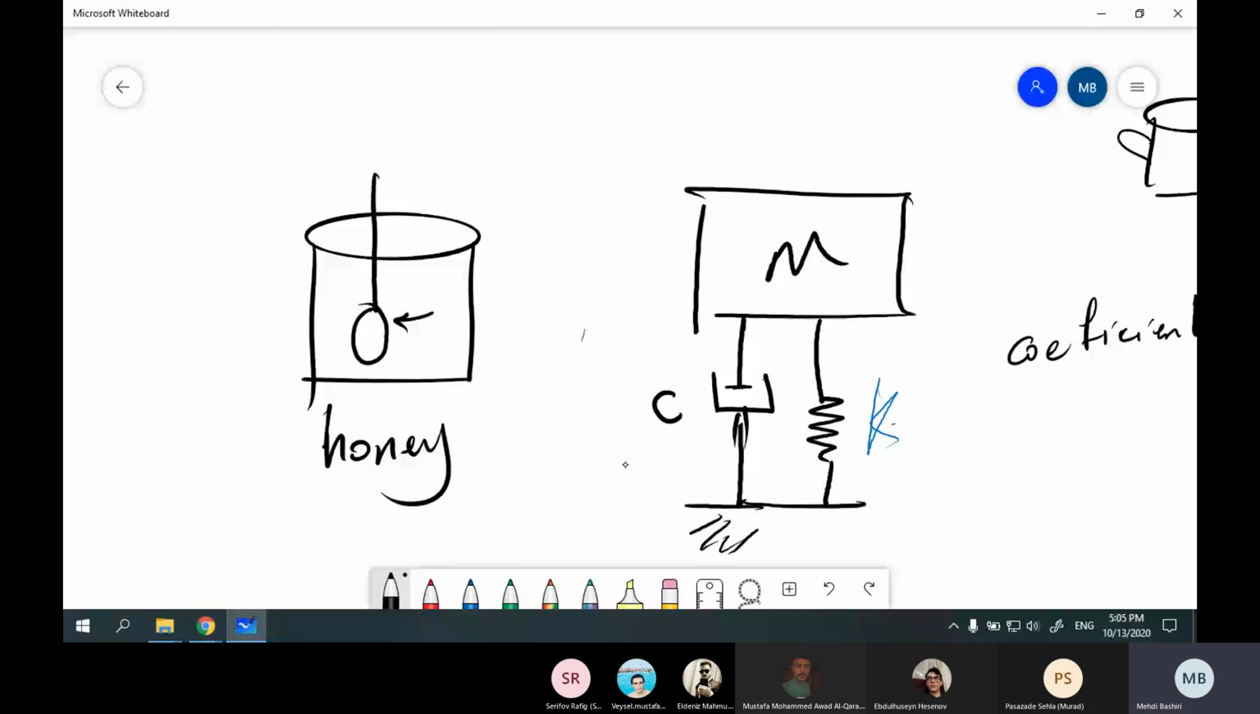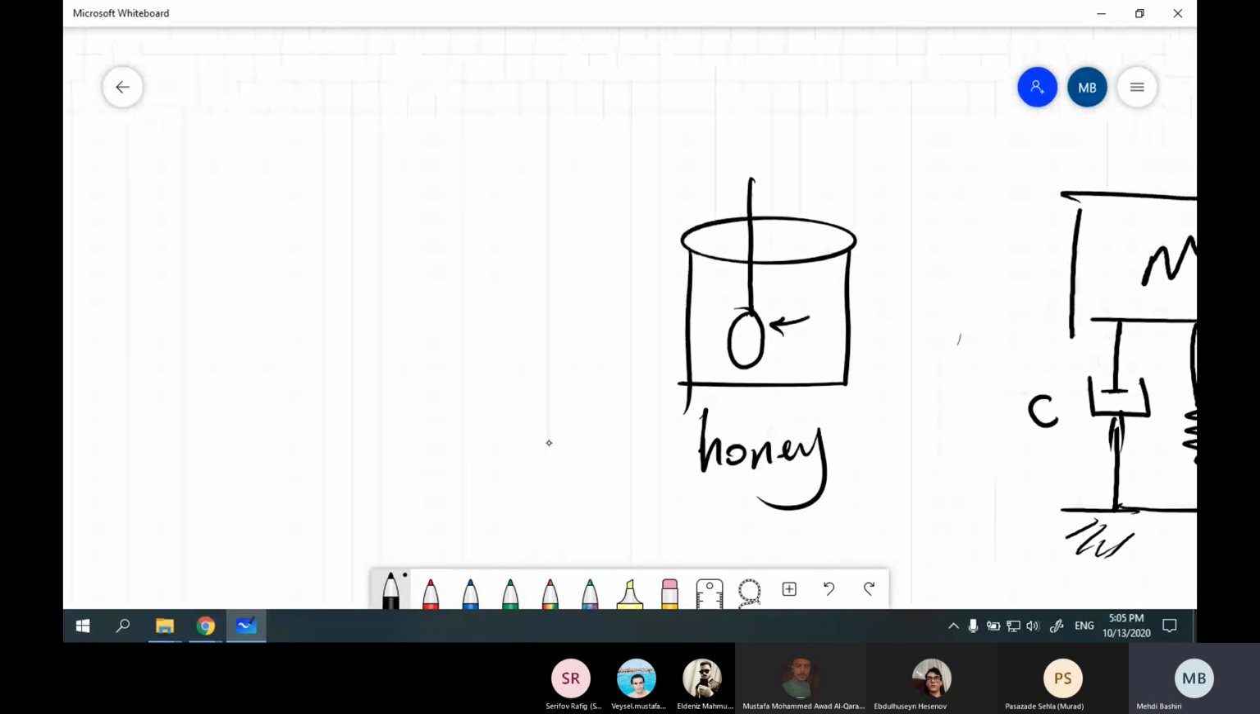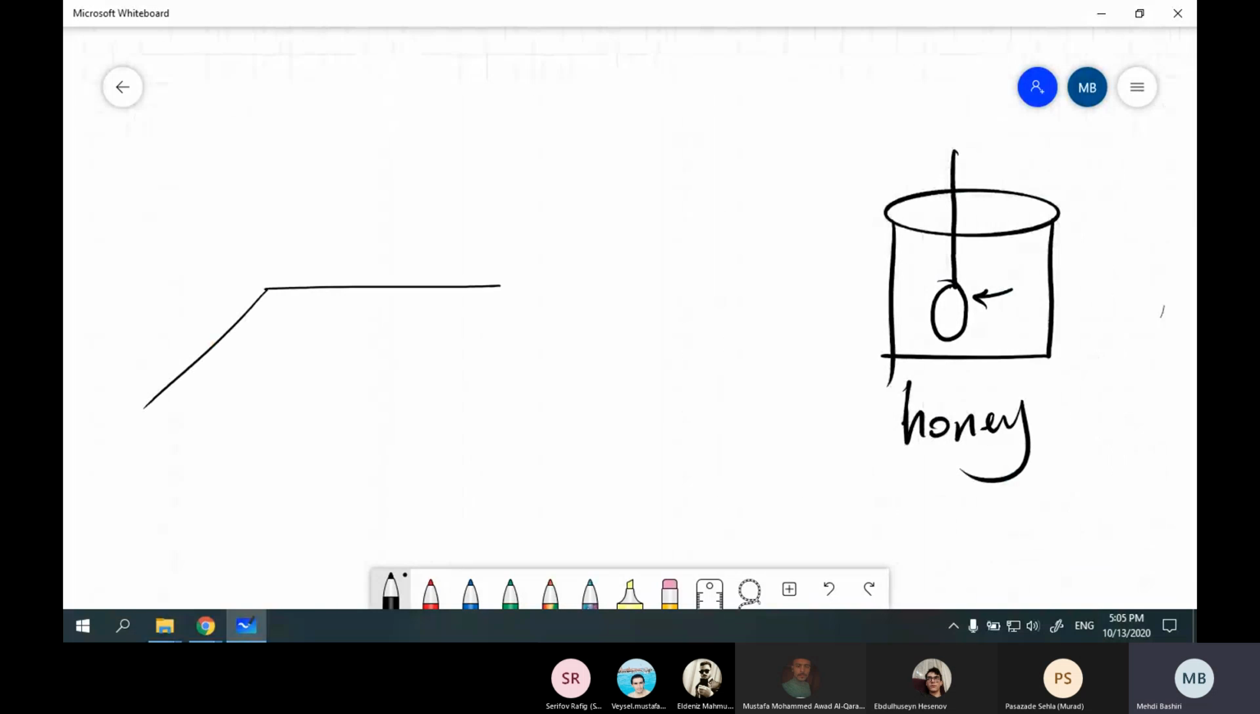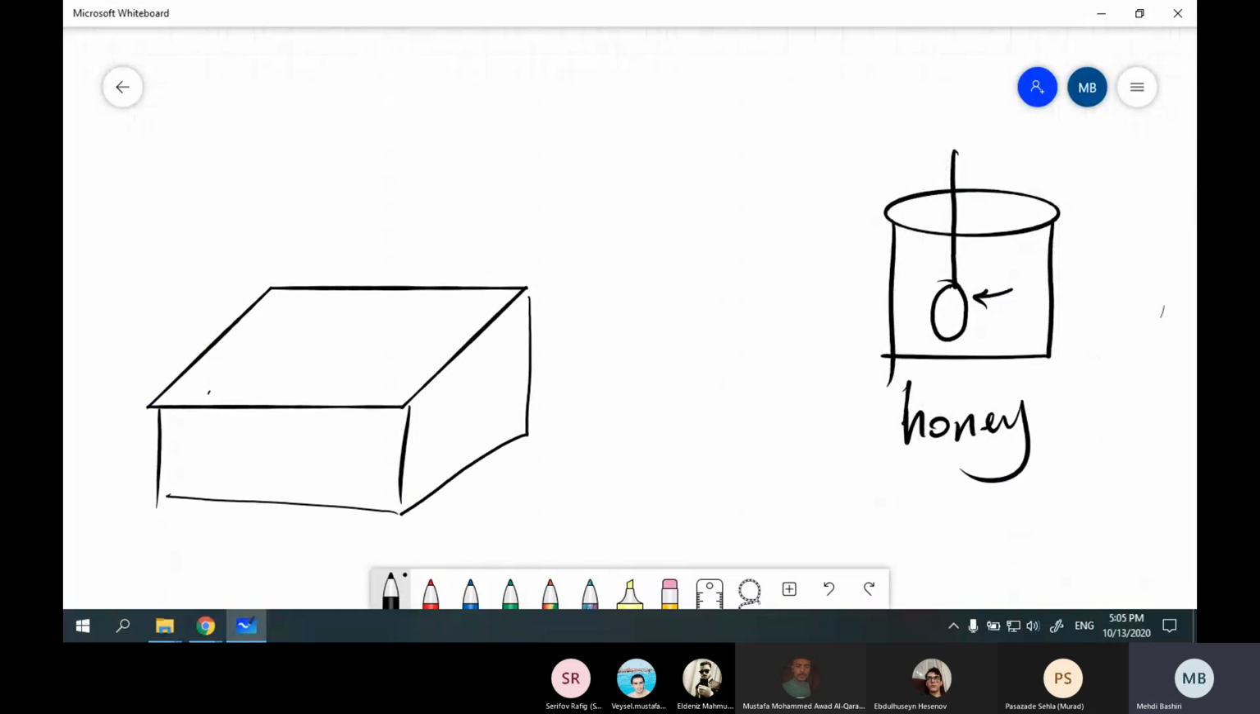That's the reason we call this a pot and this a dashpot. It's like this because when you increase your force, for example, if you move a spoon in a glass of honey and increase the speed, the honey will push you back. For example, we have such a thing in the swimming pool. Have you ever tried to run inside the swimming pool? You can easily walk inside the water, but if you start to run, the water will push you back.